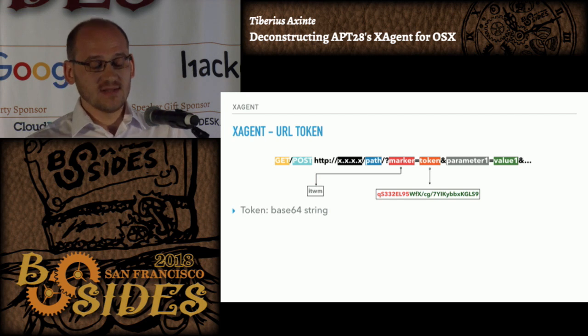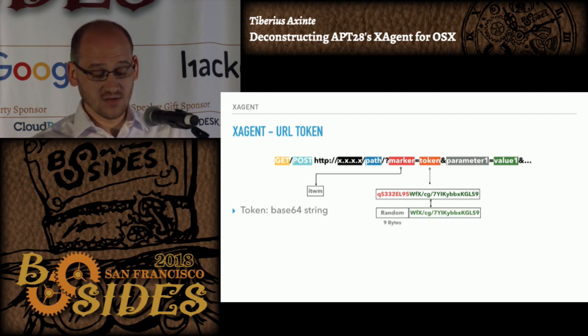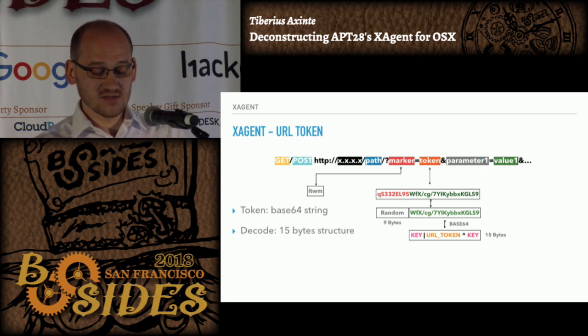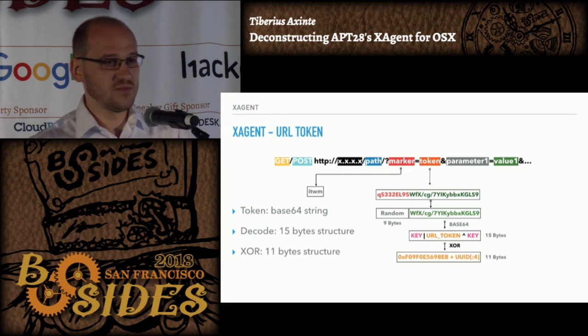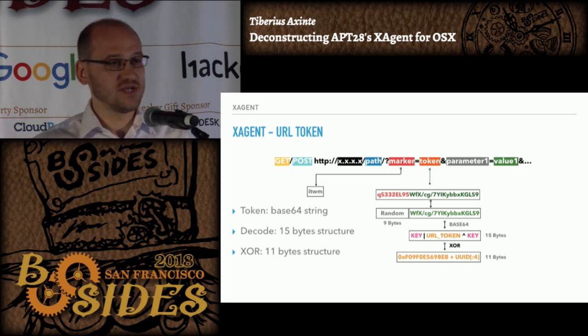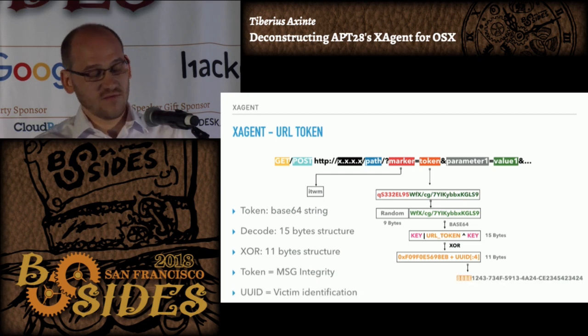The marker and the data token are base64 strings. And if we decode those strings, we obtain 15 bytes, which start with 4 bytes used to encrypt the next 11 bytes. And if we decrypt those, we obtain a data token used for message integrity and the first 4 bytes from the unique machine identifier from a Mac machine.